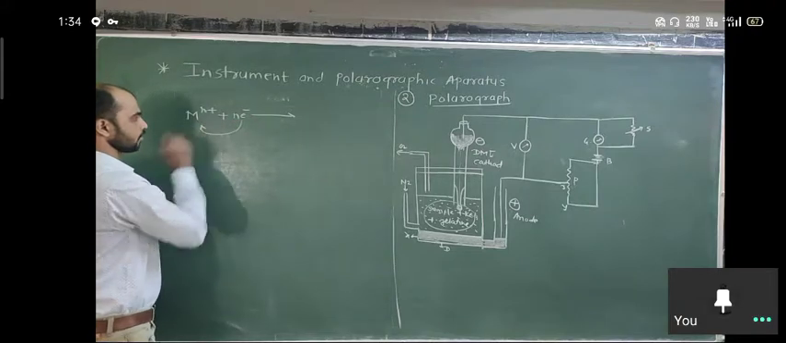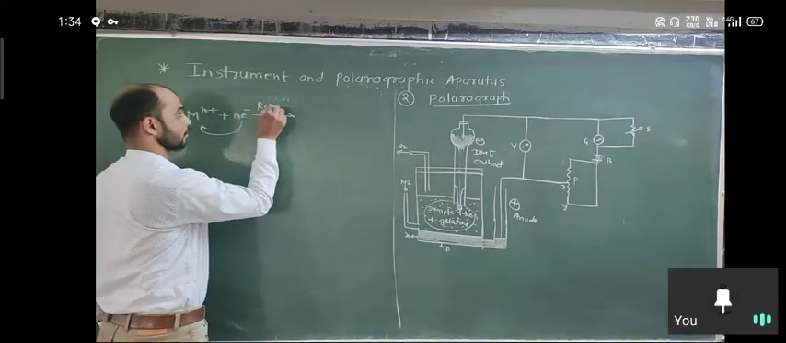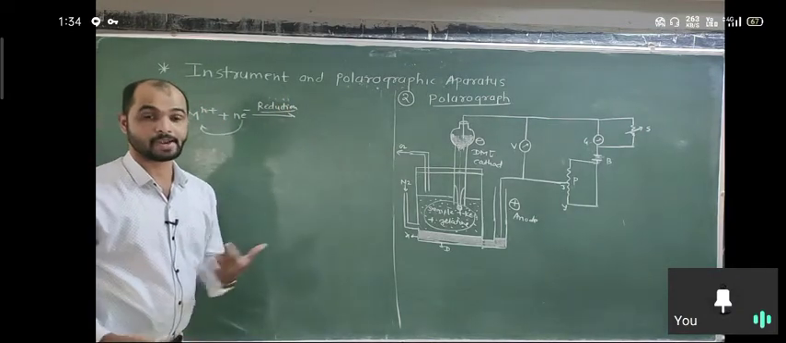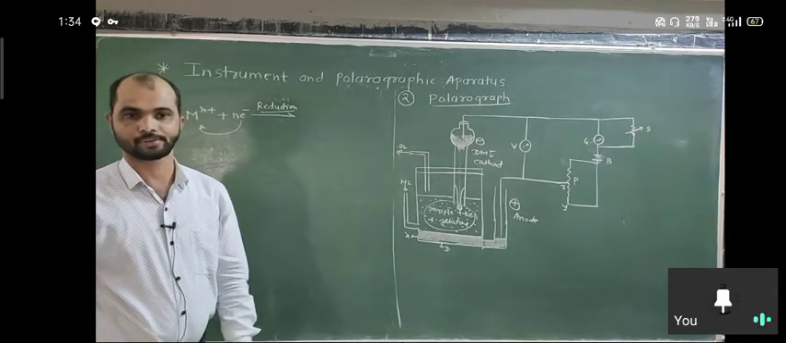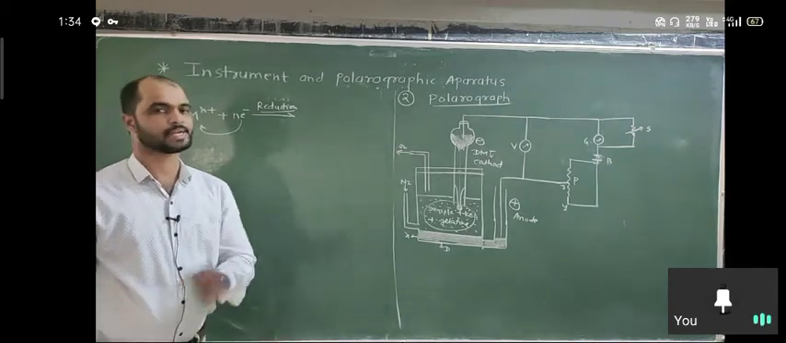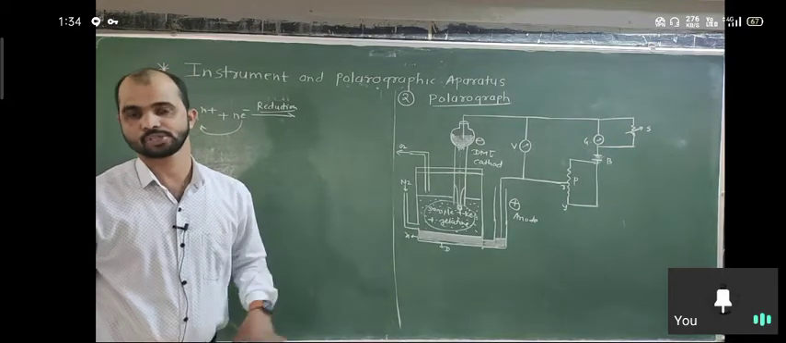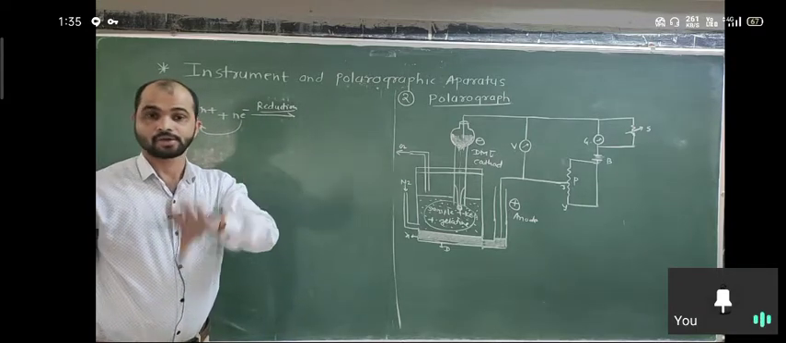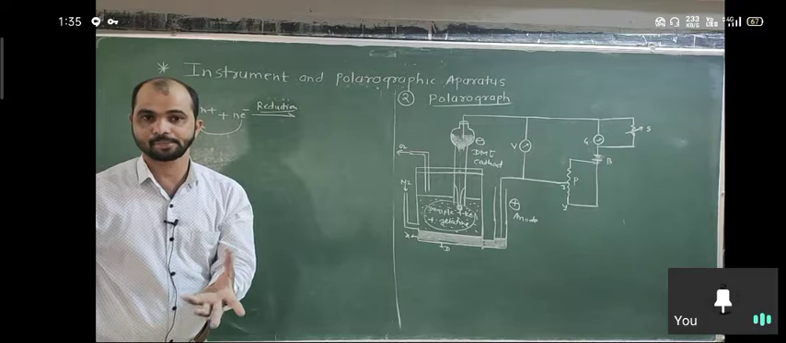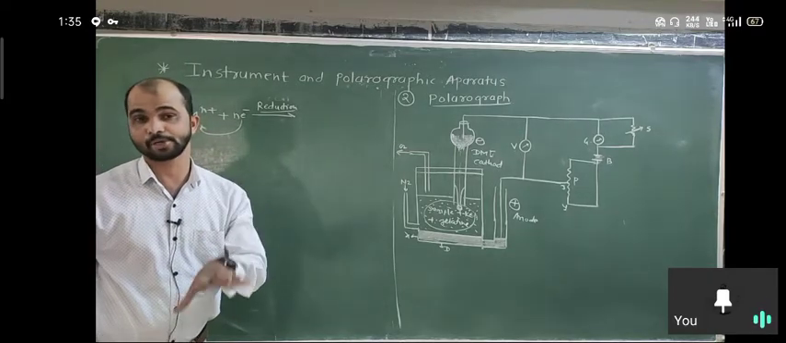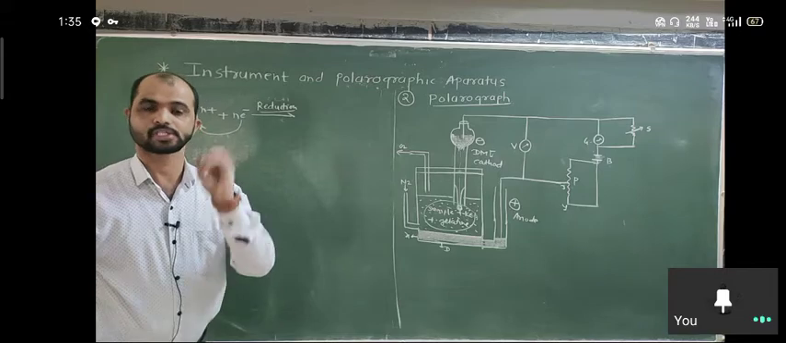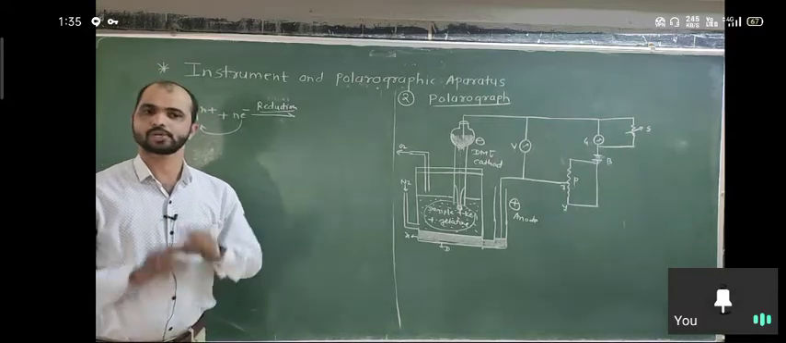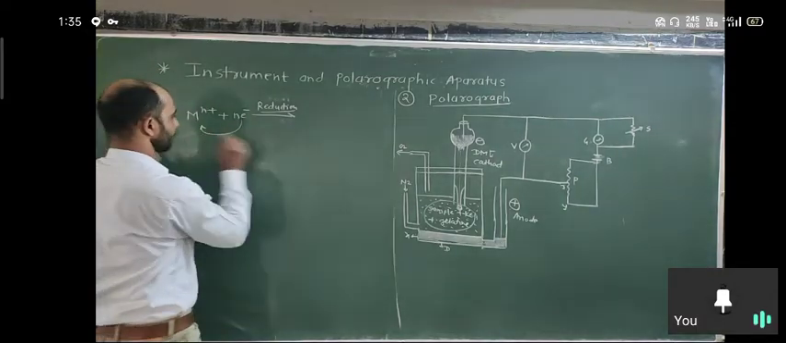The electrons are gained by the metal ion, so the process is reduction. I already told you that, basically, more reducible substances can be analyzed using polarography, because for oxidizable substances there is a limitation: mercury itself easily undergoes oxidation. So we can use substances more oxidizable than mercury, but if a substance's oxidation potential is less than mercury's, we cannot use it here. So we use reducible substances.